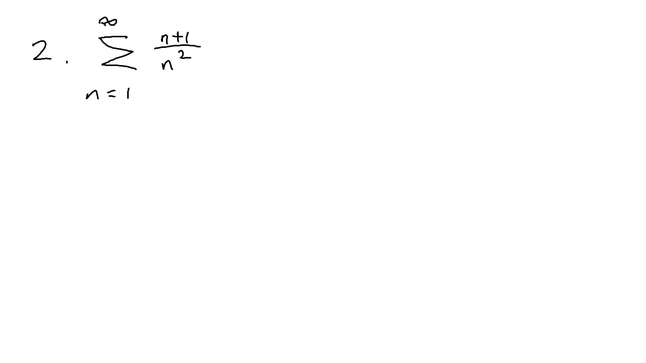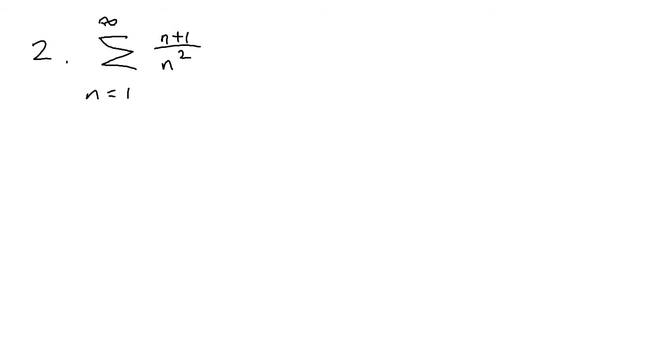So for number 2, we have the infinite series from 1 to infinity of n plus 1 over n squared. So to compare this to a similar term, I can look at the significant values of the numerator and the denominator.